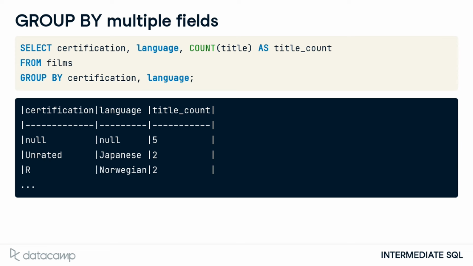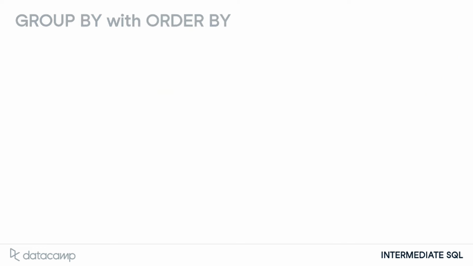The query here selects and groups certification and language while aggregating the title. The result shows that we have 5 films that have missing values for both certification and language, 2 films that are unrated and in Japanese, 2 films that are rated R and in Norwegian, and so on.